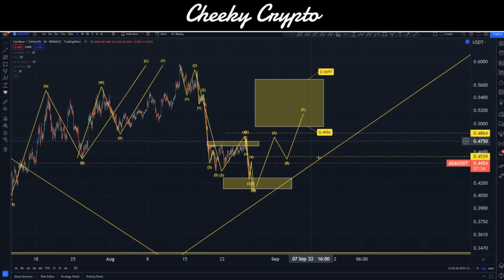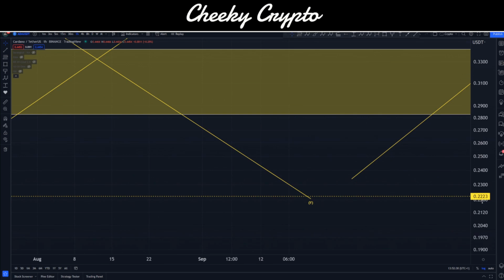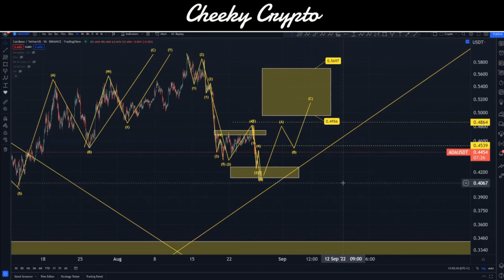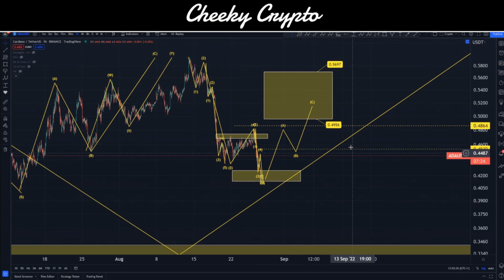Alternatively, this is a 5-3-5-3-5 trend to the downside, where we talk about 22.23 being the potential low point for that. Okay, so there's a couple of different patterns that can play out here. We don't know which one is which.